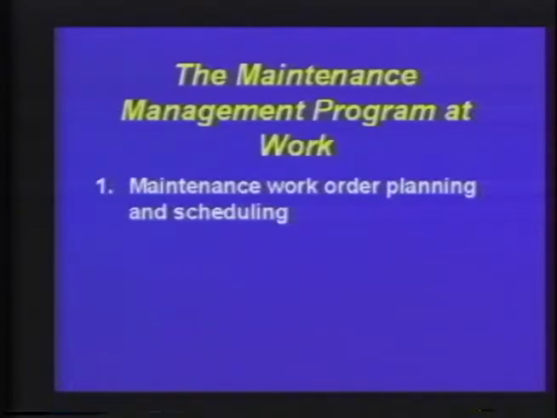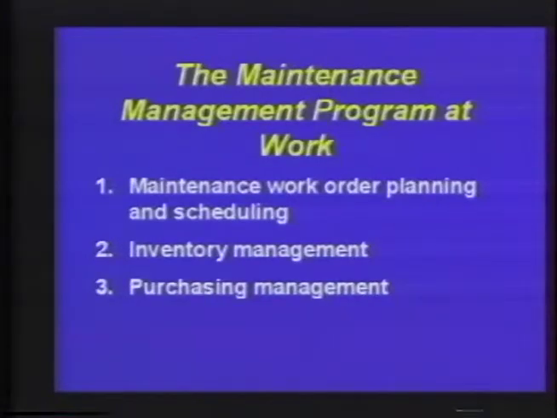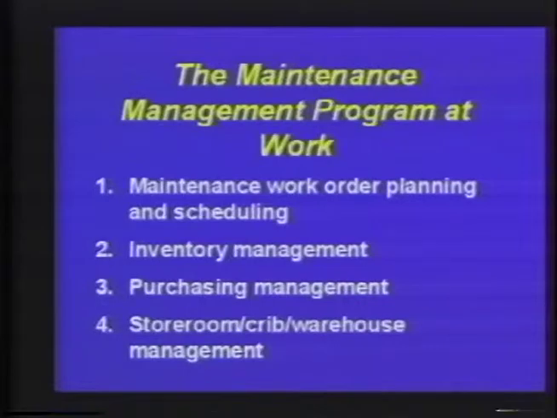Now, page number 8 is the input into what I call the maintenance management organization or flow chart. Now, there are 6 pages that actually tie together the activities that we have previously discussed on pages 6 and 7. And they are 1, maintenance work order, planning and scheduling; 2, the inventory management program, 3, the purchasing management program, and 4th, the storeroom program.